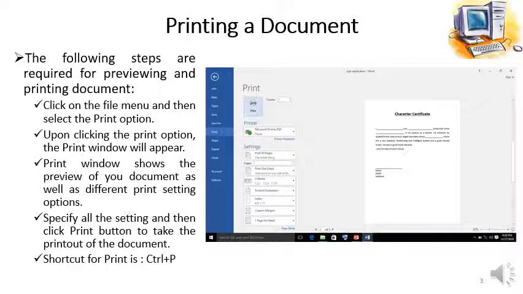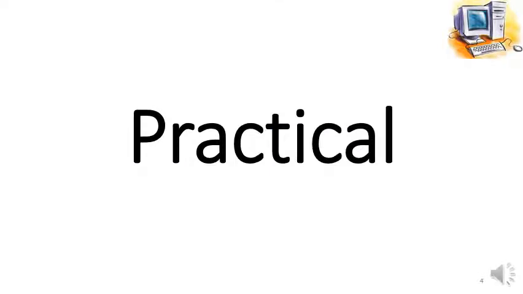The shortcut key for printing a document is Ctrl+P. In the next slide I will display a video in which we'll see how we can take the printout of a document in MS Word. So let's watch the video.